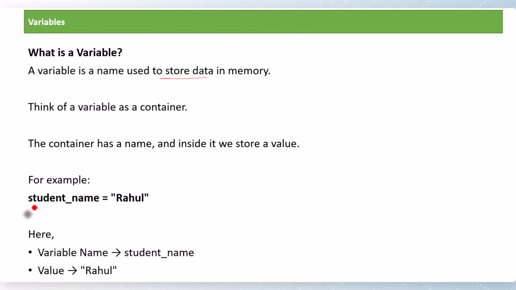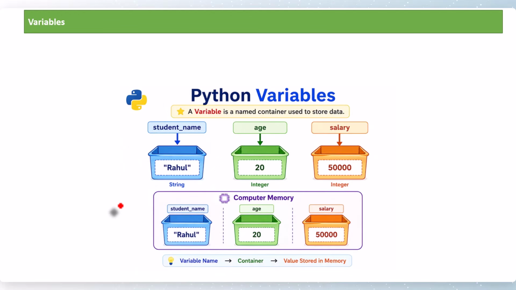For example, the student name is acting as a container. This container is having a value that is Rahul here. Here, variable name is nothing but the student name, and the value is nothing but Rahul. Okay, so you can see this diagram and understand what is variable here. A variable is just like a container that stores a value.